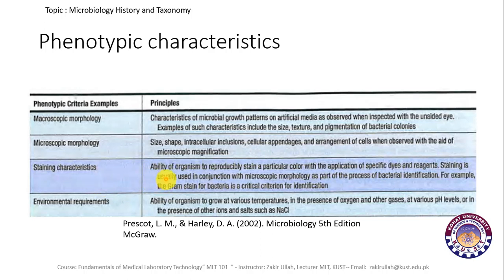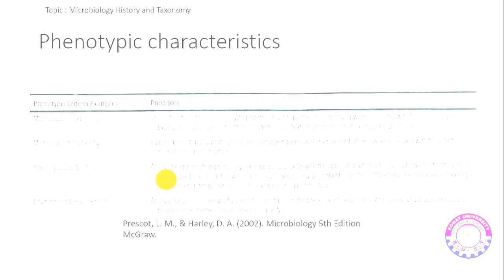Staining characteristics: different microorganisms produce a specific color when they react with specific agents, and for this purpose the Gram stain is very commonly used. Bacteria are classified on the basis of Gram staining into Gram positive bacteria and Gram negative bacteria.